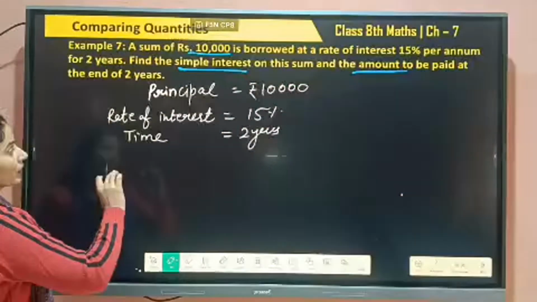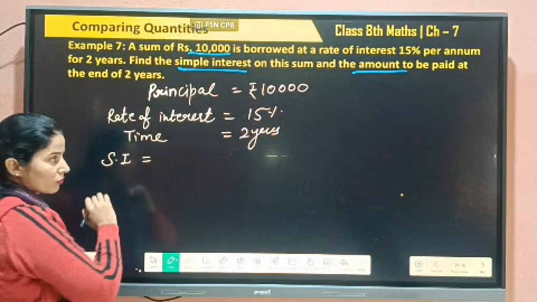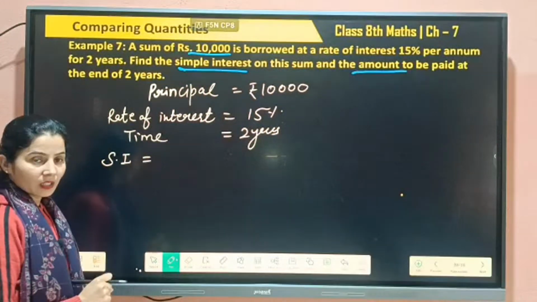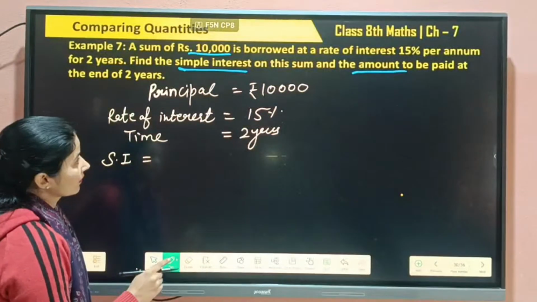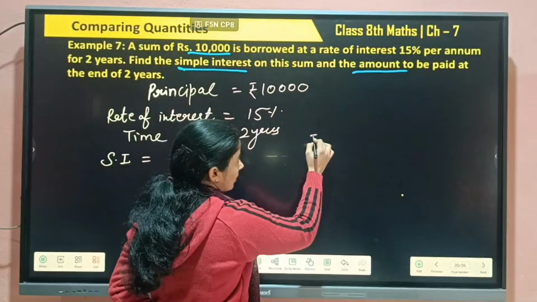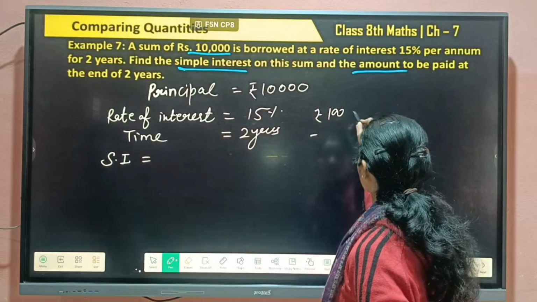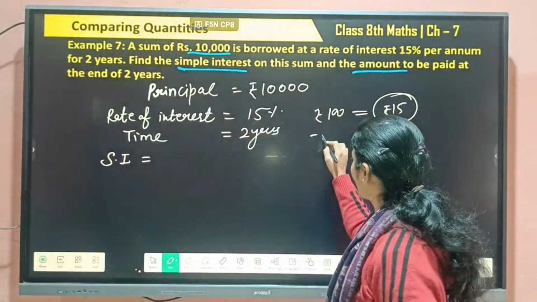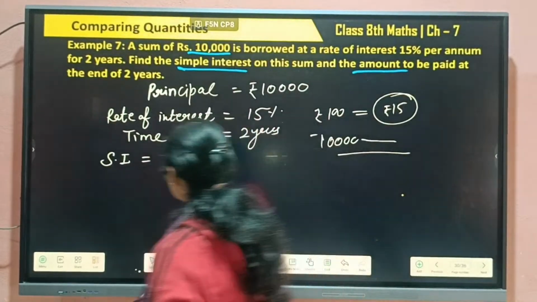So we need to find out simple interest. I told you the formula also for finding simple interest. Otherwise you can find out 15% of 10,000. On 100 rupees interest is rupees 15, and on 10,000 you can find out what will be the amount of interest.